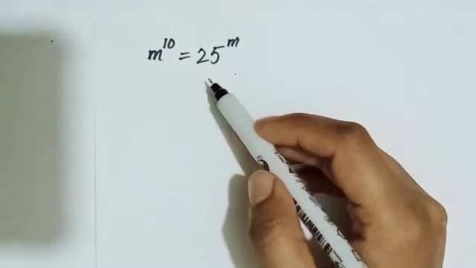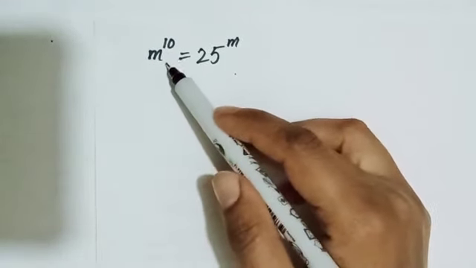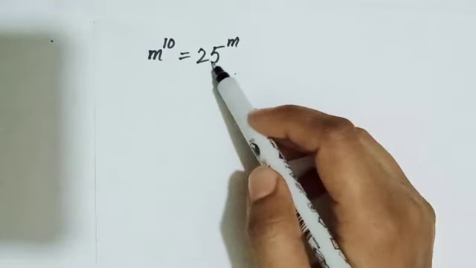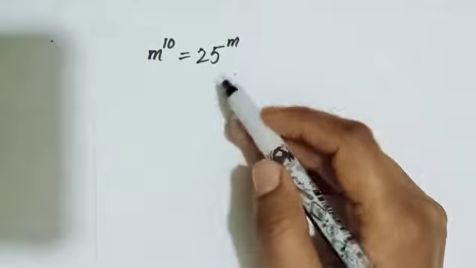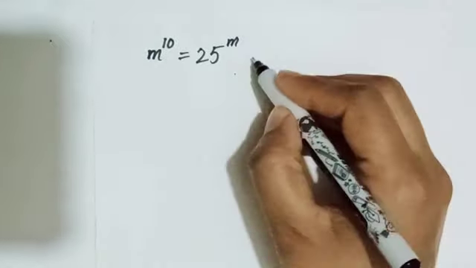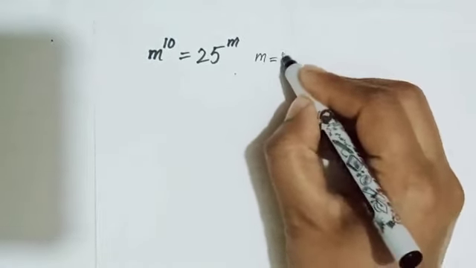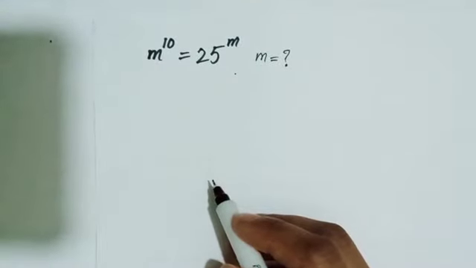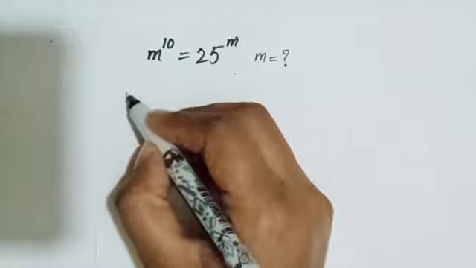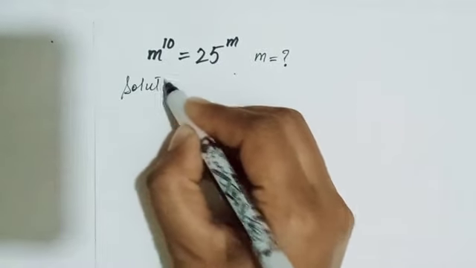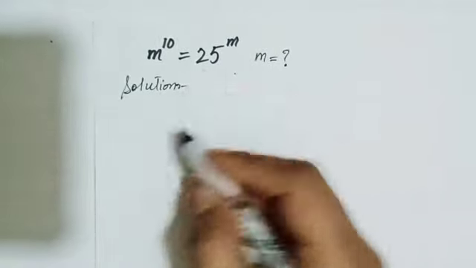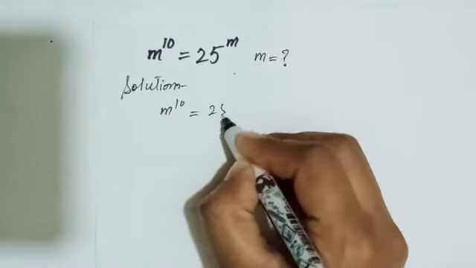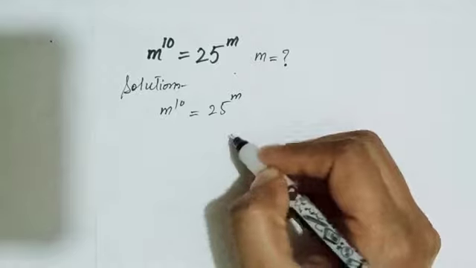Hi everyone, here I have a very nice math equation: m to the power 10 is equal to 25 to the power m. Here I have to find the value of m. So let's solve this nice equation. m to the power 10 is equal to 25 to the power m.